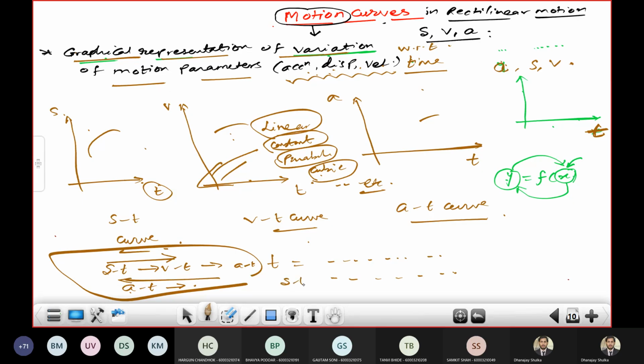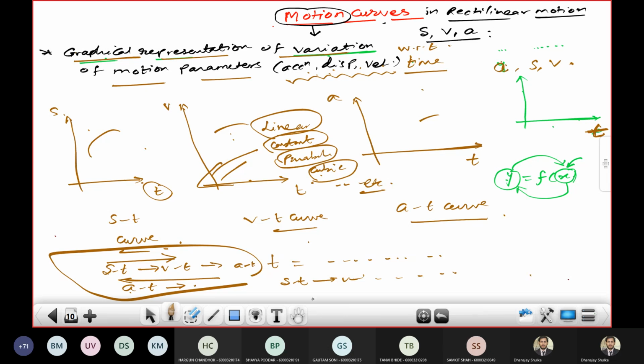That means if we have ST, then finding VT is very obvious. Just a moment.